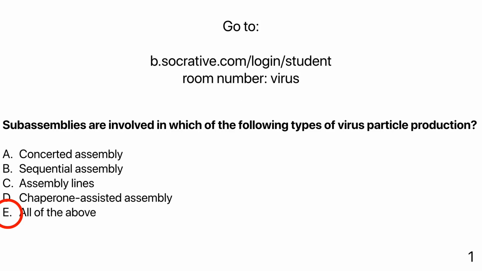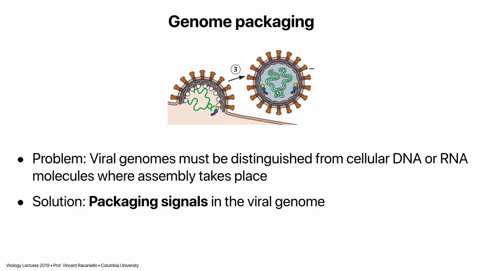So it's all of the above, which most of you got. So sub-assembly is simply less than the final virus particle. So for poliovirus, it's, for example, a 5S or a 14S subunit. And so they can be involved in any of these. Influenza viruses make sub-assemblies. Sequential assemblies, where you put things in step, they involve sub-assemblies or assembly lines. And chaperone-assisted assembly can involve sub-assemblies as well. So they're all right. Those are how you make the protein shells.